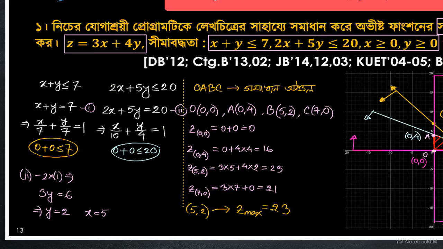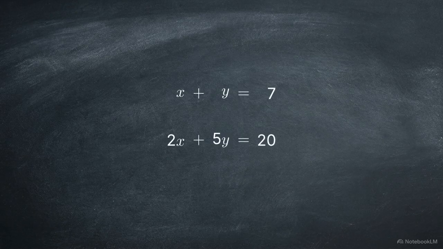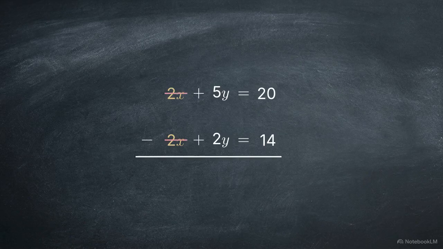To pinpoint that missing corner, we must step back into the algebra and solve the two intersecting lines as simultaneous equations. This image displays the subtraction method in action. We align the equations and multiply the first constraint by 2. This ensures the x variables in both equations have the same coefficient. By subtracting the modified first equation from the second, the x variables cancel out entirely, allowing us to isolate and solve for y. The algebra dictates that y equals 2.